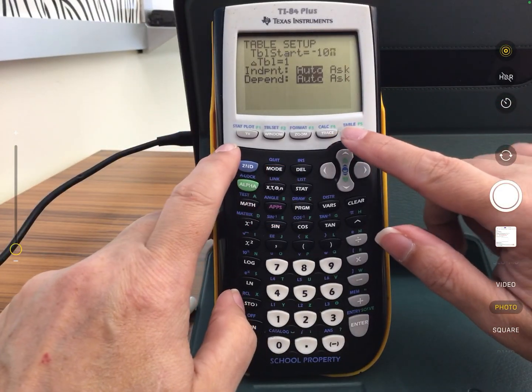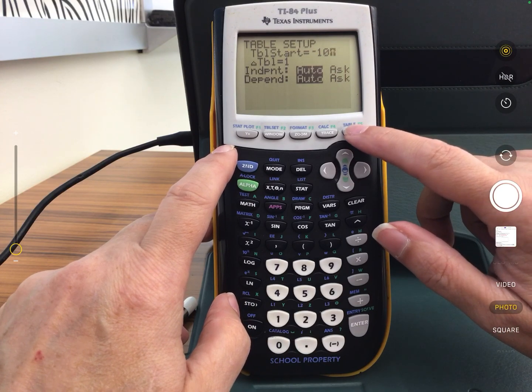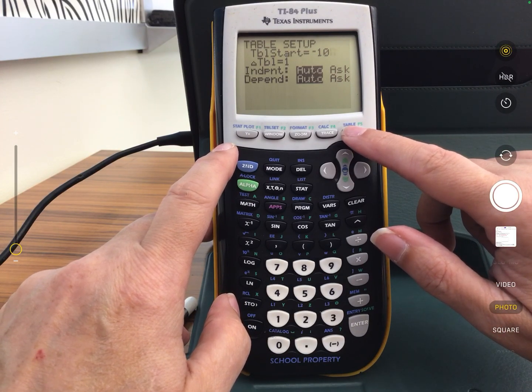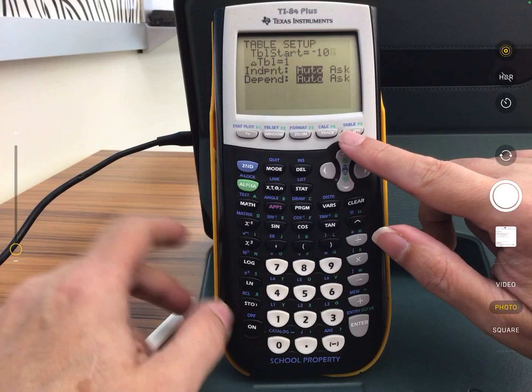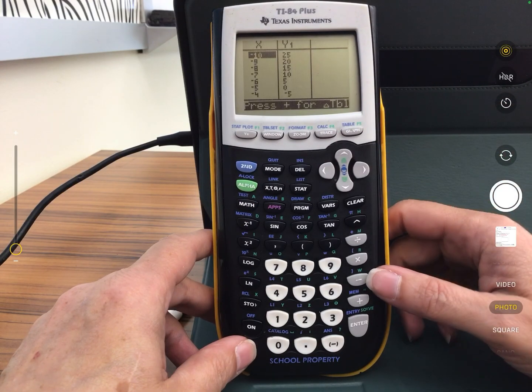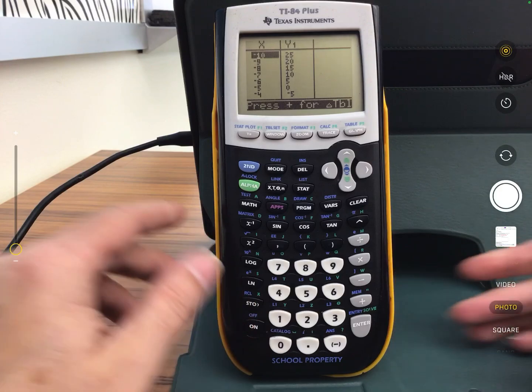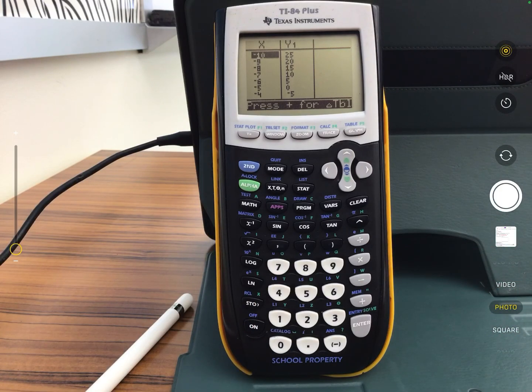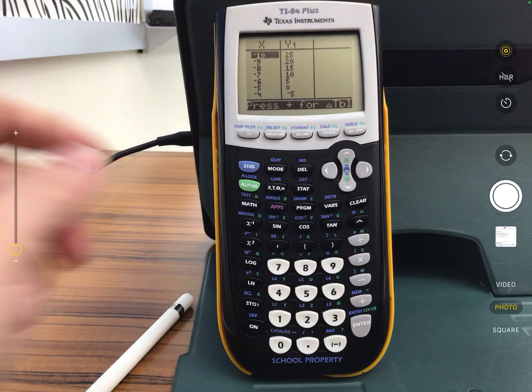And then I can look at a table. The way to look at a table is that we need to have the blue button pushed. You see in blue it says table. So I pushed the second button and then graph. And here we have the table. And for us, what we're actually looking for is for y1 to equal 0.